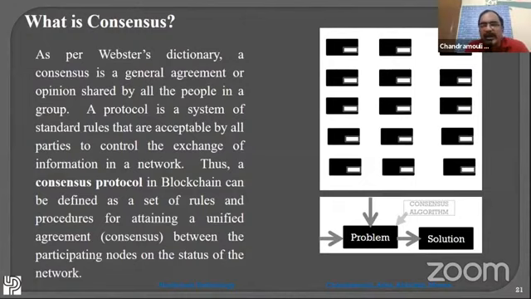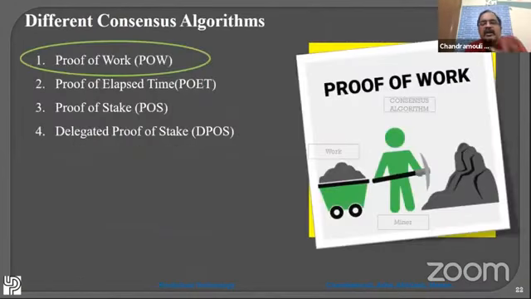For example, I would like to add a block. I need to solve a particular problem and find the solution. I need to float the solution to all other nodes. If it is agreed, then I will have this consensus. One of the very famous consensus mechanisms is called proof of work.